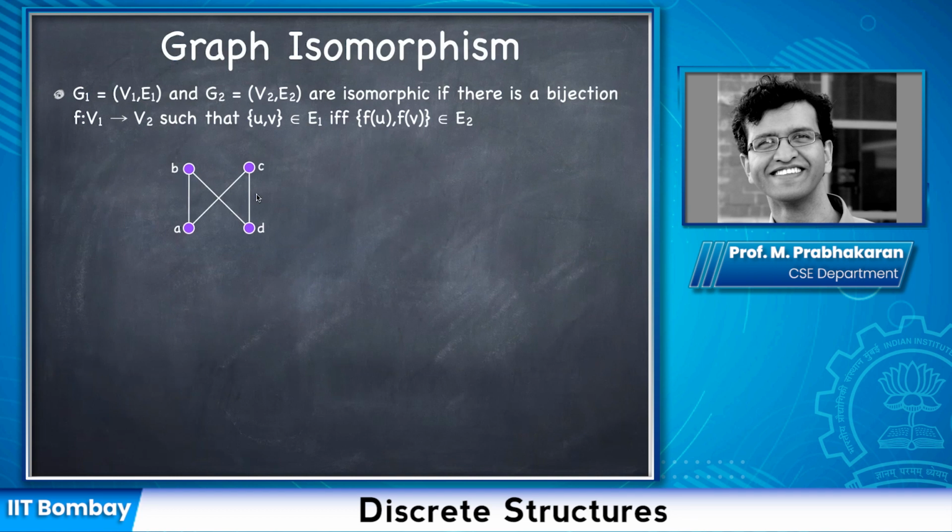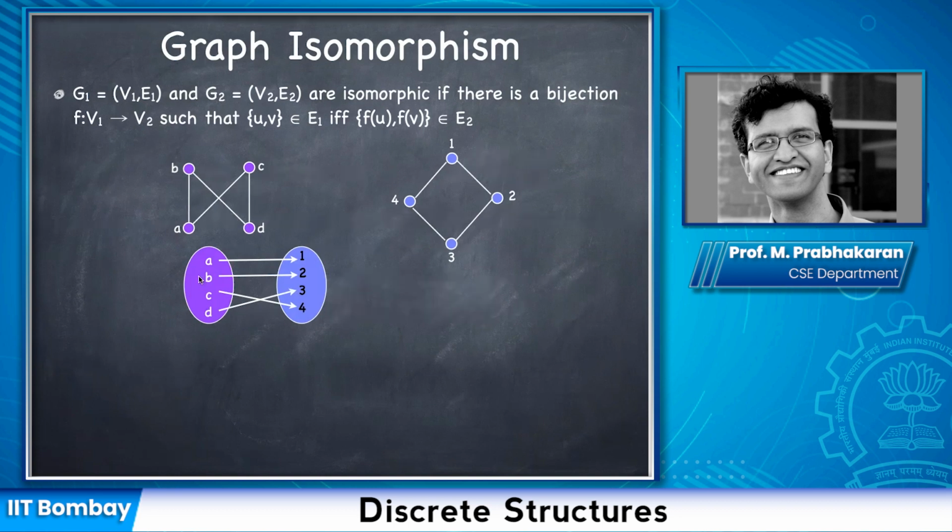So here is an example. Suppose my G1 is this graph with nodes ABCD. So the set V1 is ABCD. And here is another graph G2 where the vertex set is 1, 2, 3, 4. And here is a bijection from V1 to V2 such that you can verify that the 4 edges that you see here under the relabeling transform into the 4 edges that you see here.